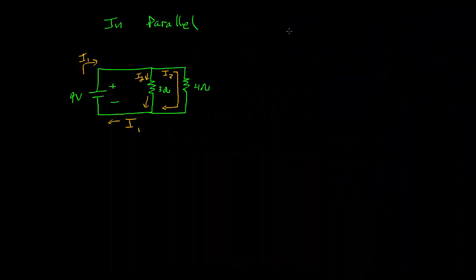So what we have is the equivalent resistance in parallel: 1 over the resistance in parallel is equal to the sum of 1 over the resistances. Those are all of them. So here's how we set it up. We do 1 over Rp is equal to 1 over 3, that's the first resistance, plus 1 over 4.